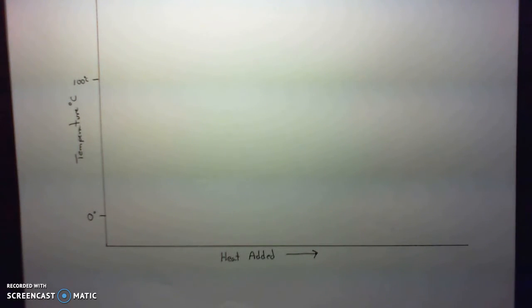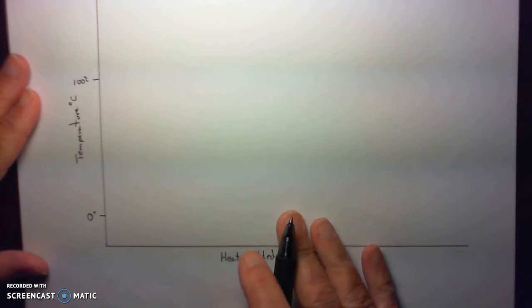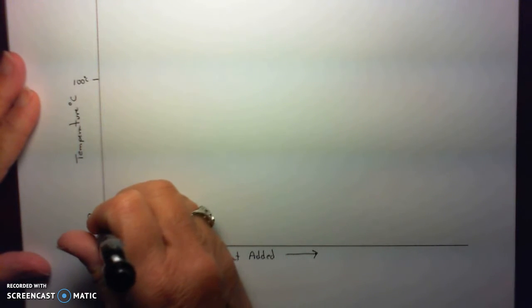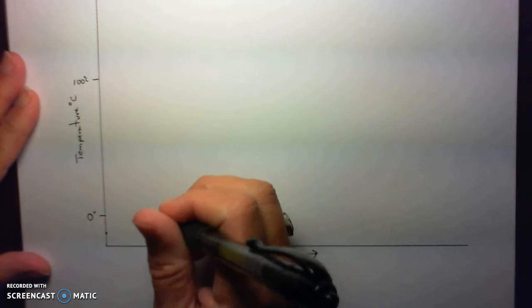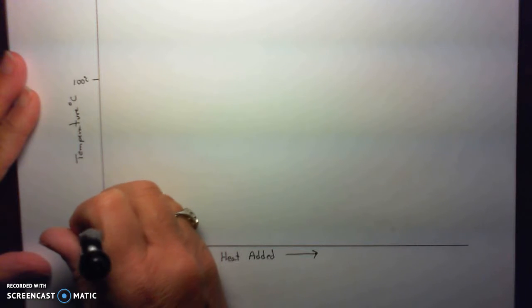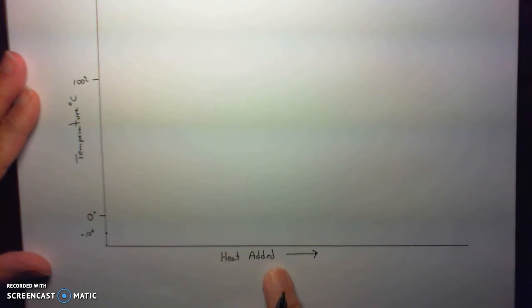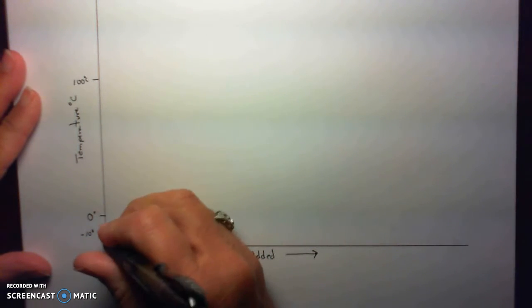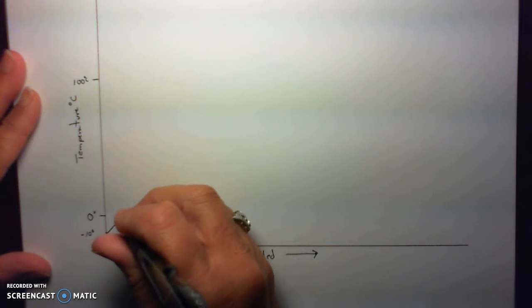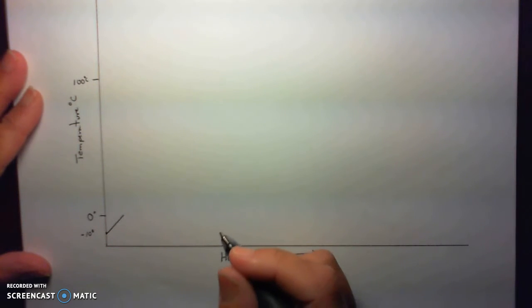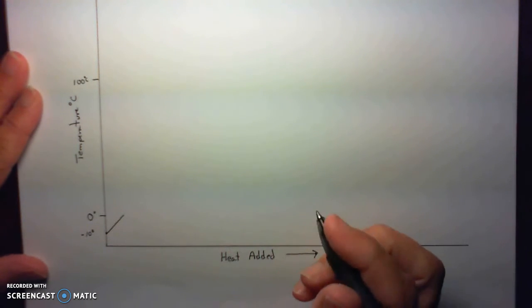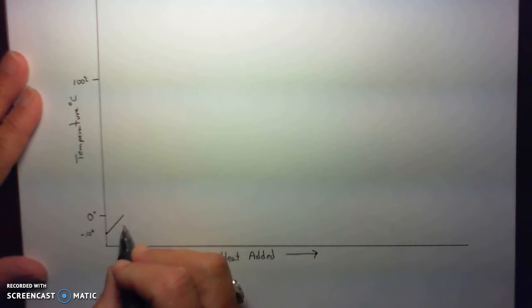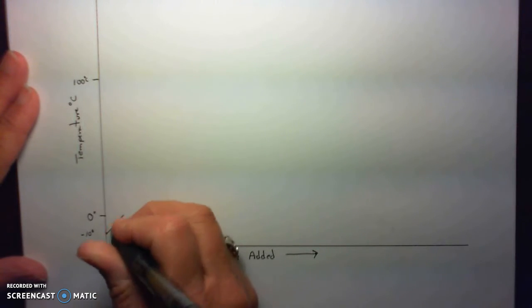Heating and cooling curves are interesting. So interesting things happen. If I start with water at minus 10 degrees and I add heat to it, the temperature goes up. Now, that shouldn't surprise anybody. If you add heat, the temperature goes up. But at 0 degrees, something funny happens.